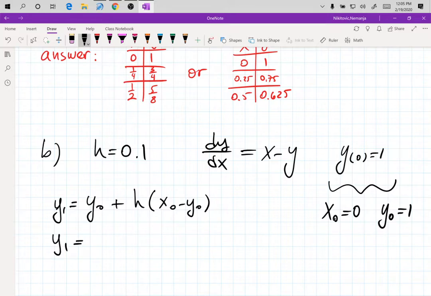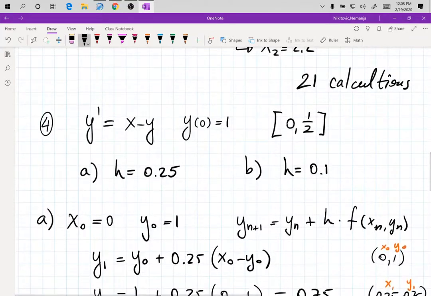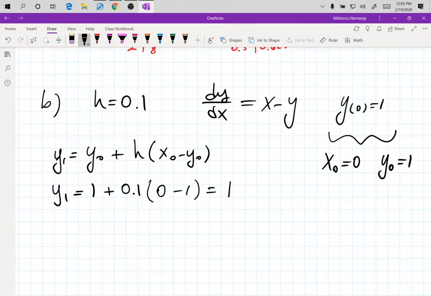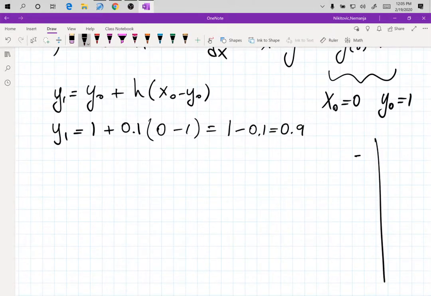So y1 will be 1 plus, previously we had 0.25, okay, good. So now it's 0.1 for h. That's the step size. And then we have x0 is 0 minus 1. So you have 1 minus 0.1, which is 0.9. If I am to store all of my values in the xy array, I have 0, 1 for the first row, and now I have 0.1, 0.9 on the second row.